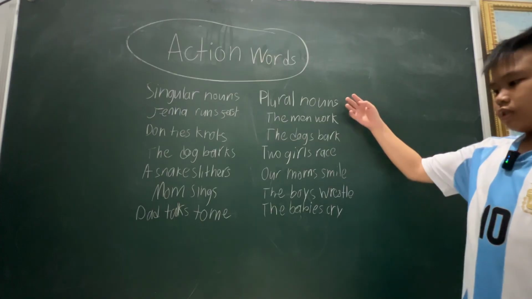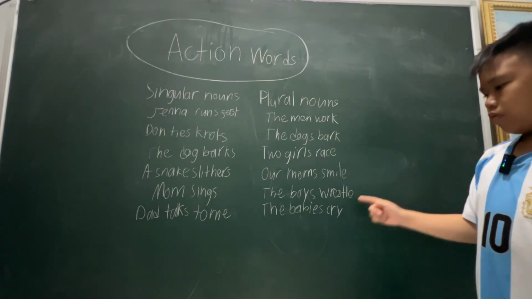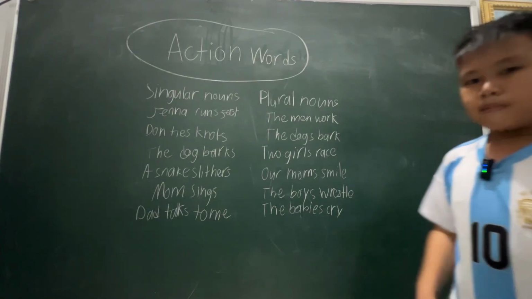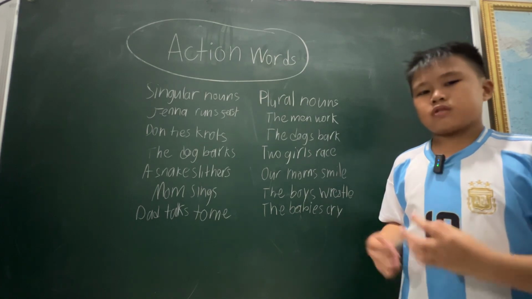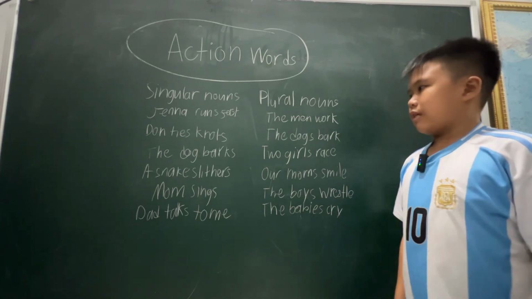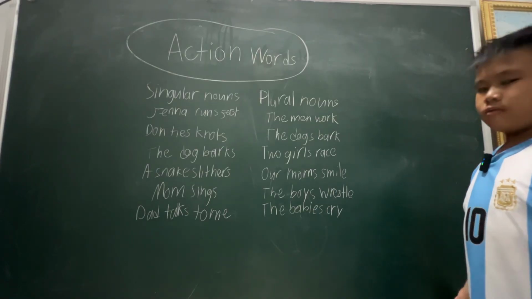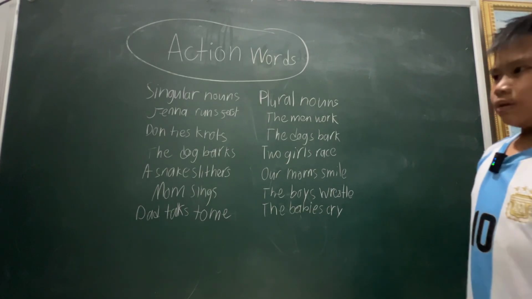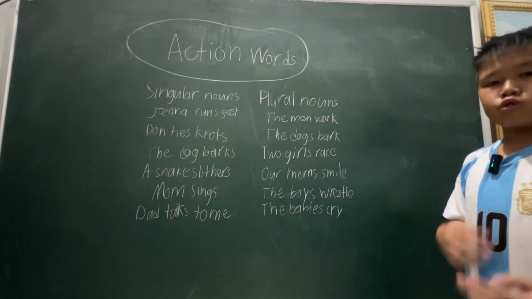And let's look at the action words. Work, bark, race, smile, rustle, cry. When there are two or more people, we don't add an S to the action verb. We don't add an S to the actions or the verb. Man, that is also very strange, but it makes more sense for a sentence.